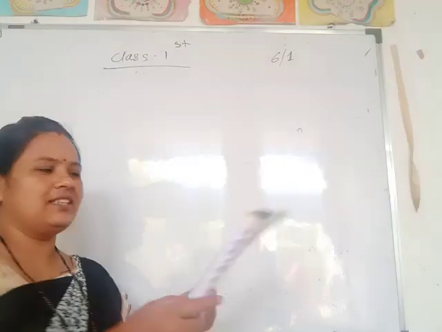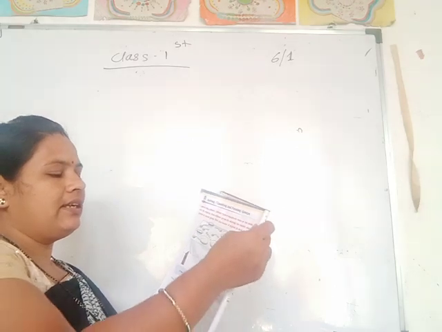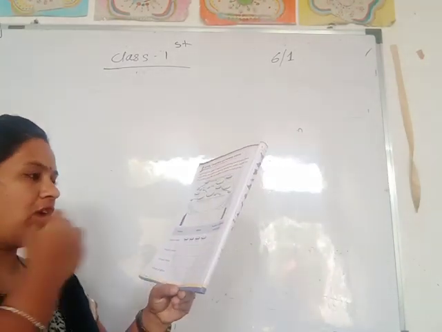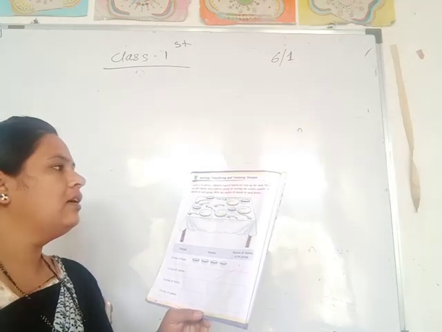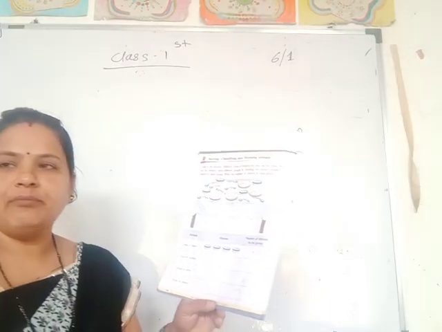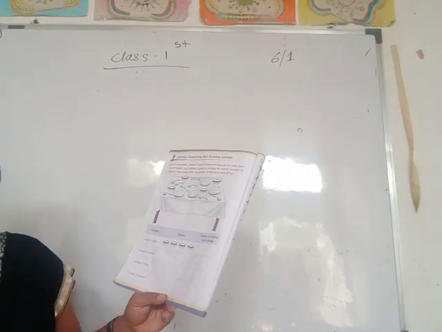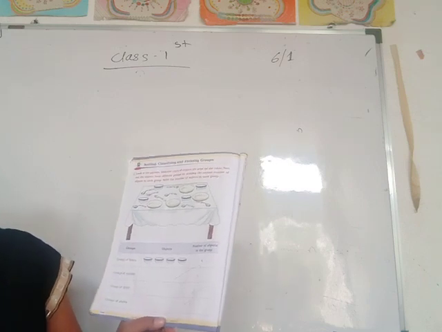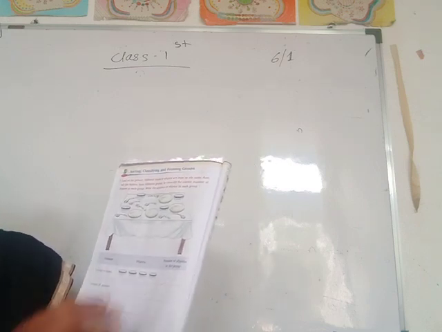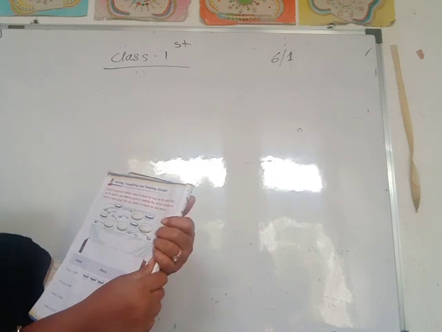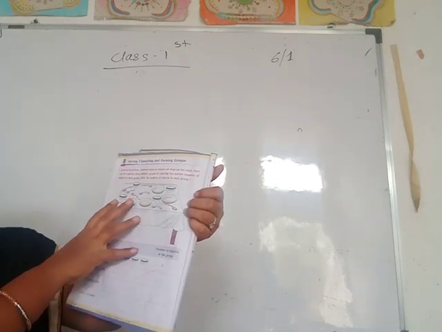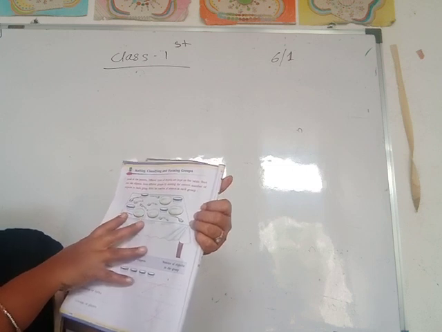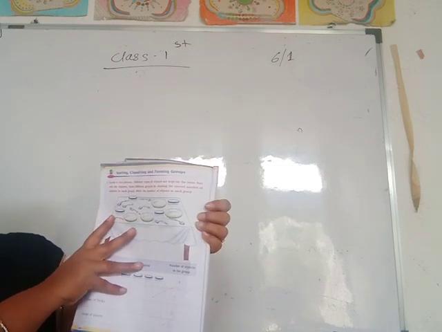Then next one you see this picture. Next chapter in your textbook, you see this page number 76. Sorting, classifying and forming groups. Look at the picture. Different types of objects are kept on the table. Sort out the objects into different groups by drawing the correct number of objects in each group, and you write the number of objects in each group.